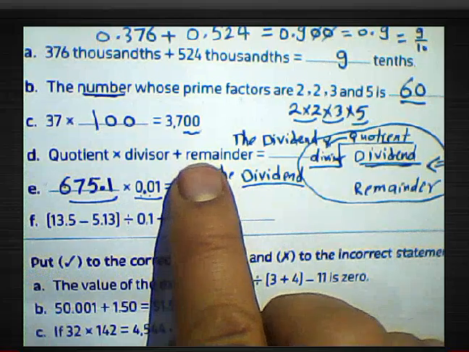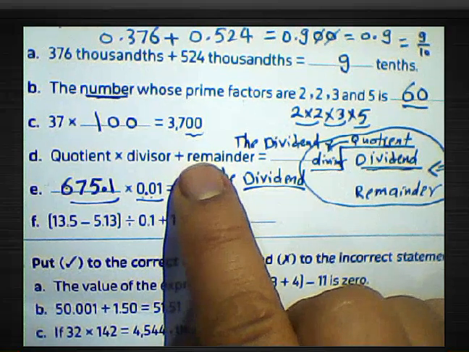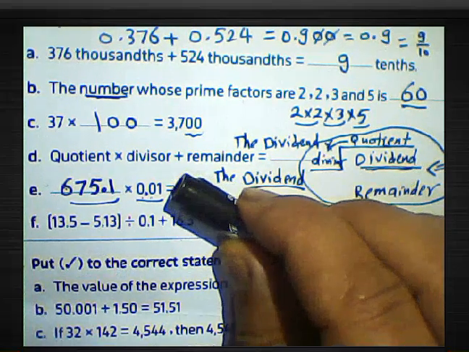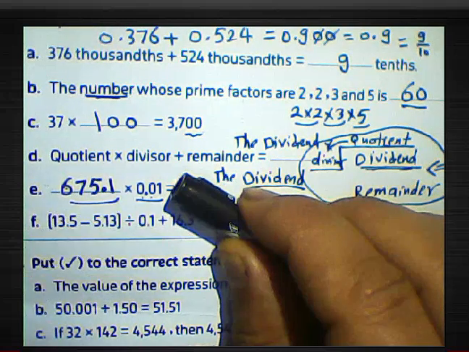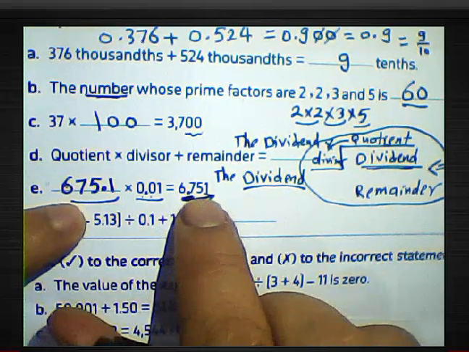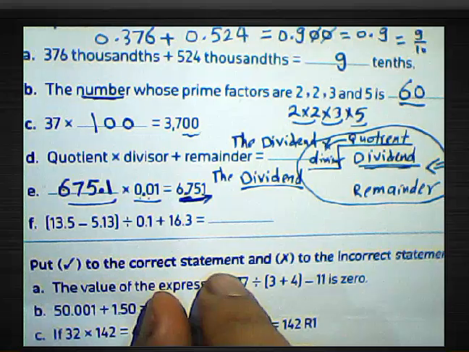When you want to be sure about this example, solve it again to make sure that the result is true. Look here, the result, 675.1 times 0.01. We must move the point to the left by 2 digits, so the result will be 6.751. So it's correct. Okay, understood?